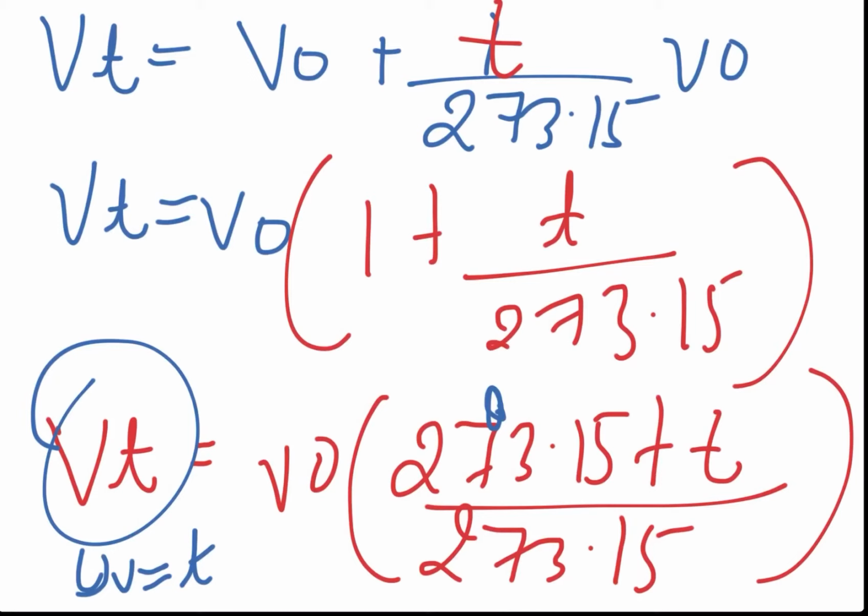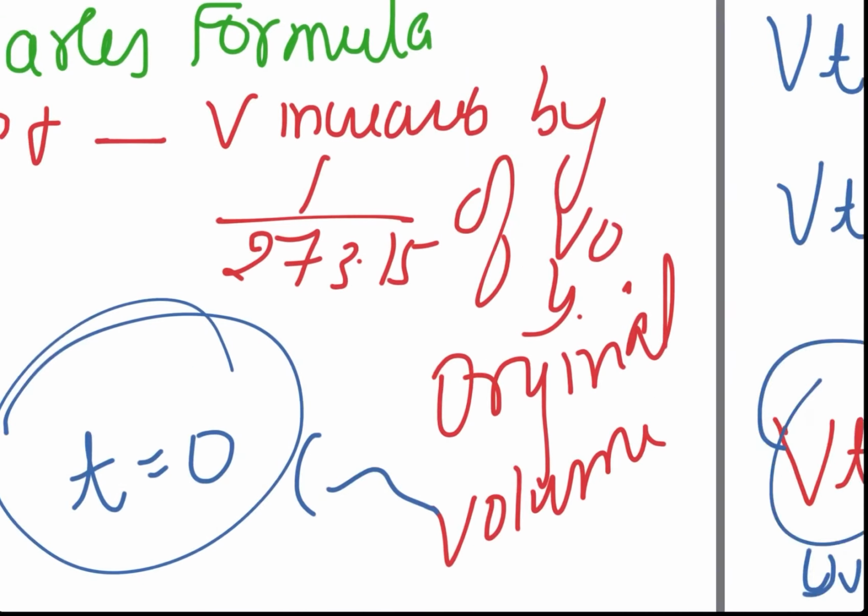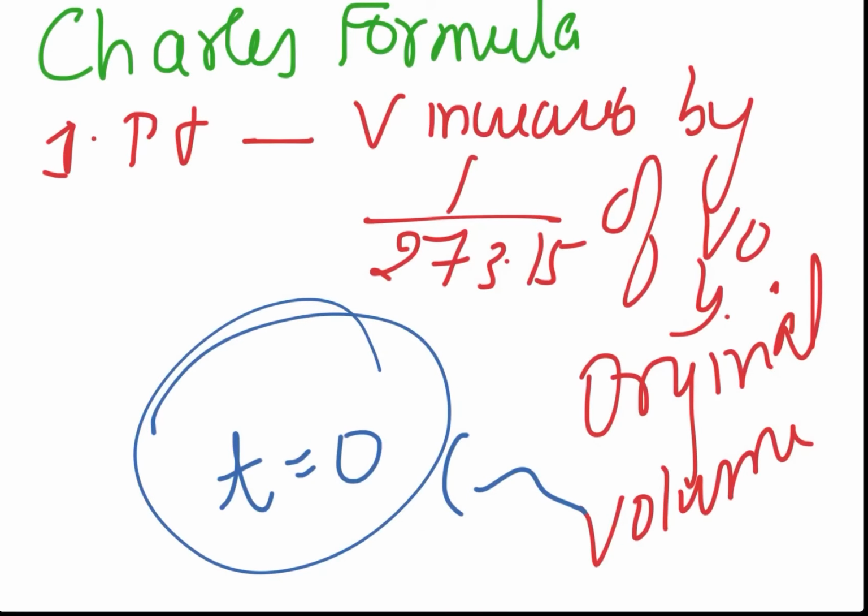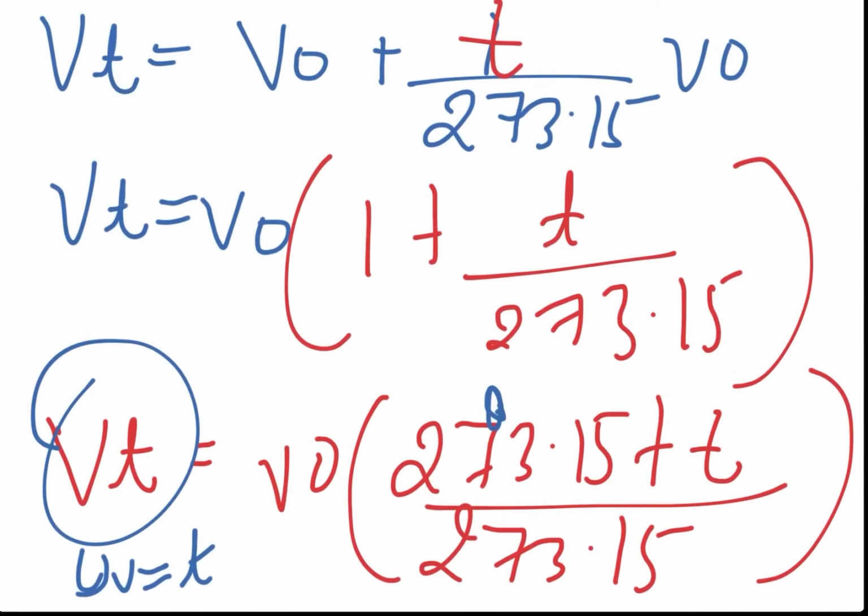So the statement was that for per degree rise in temperature, the volume increases by 1 by 273.15 of the original volume. And by this expression I can show that the volume at any temperature T is equal to the original volume at temperature 0 plus this factor, which is the rise in volume till that temperature in accordance with Charles law.